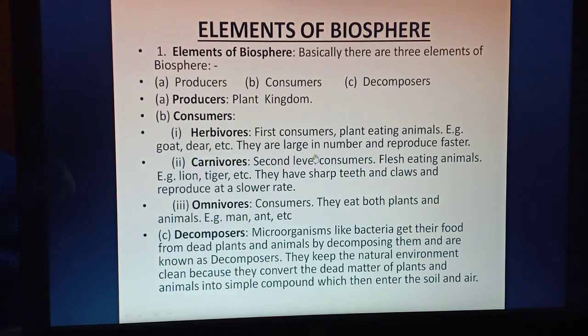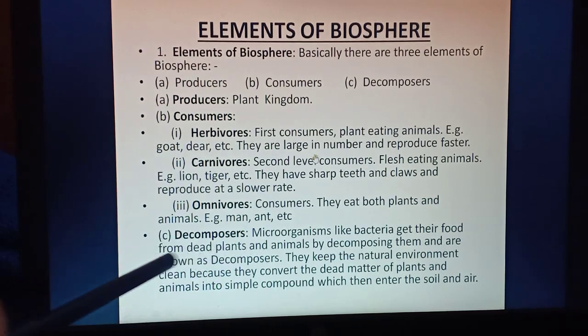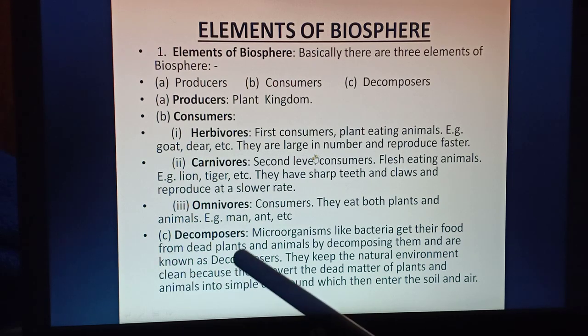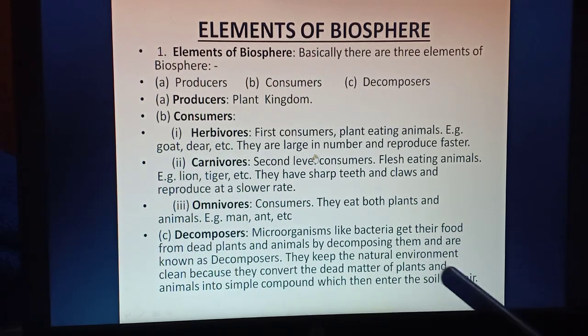Next element of biosphere is decomposers. So microorganisms like bacteria get their food from dead plants and animals by decomposing them and are known as decomposers. They keep the natural environment clean because they convert the dead matter of plants and animals into simple compounds, which then enter the soil and air. In easy language, we can say that an organism that primarily feeds on dead organisms or the waste from living organisms is called a decomposer.